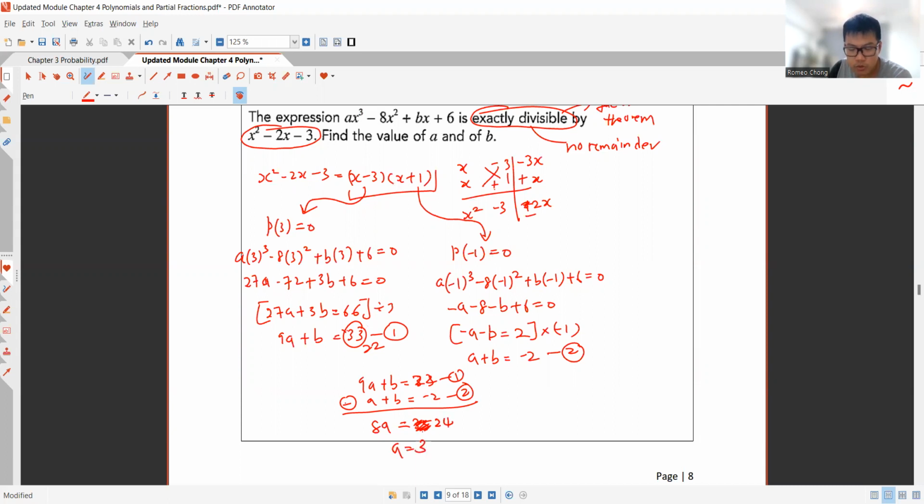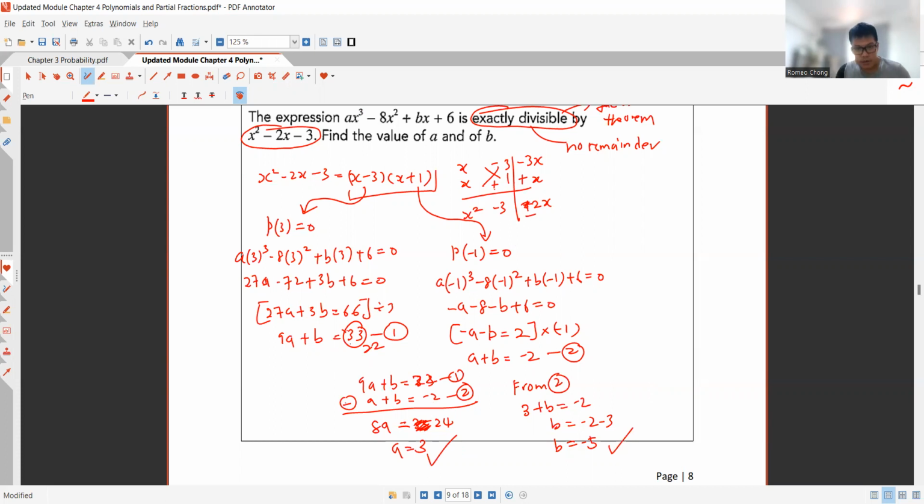So your a is equal to 3. Yeah, correct. Then after that, from equation 2, you just substitute the value of a. So 3 plus b equals negative 2, so your b equals negative 2 minus 3, so your b equals negative 5.